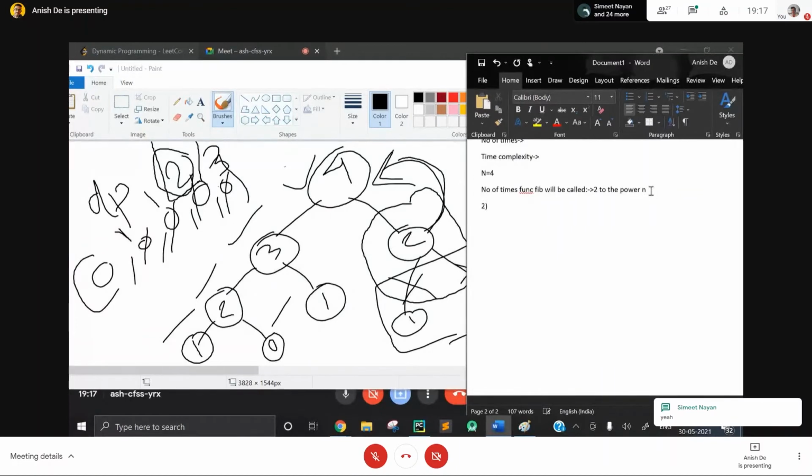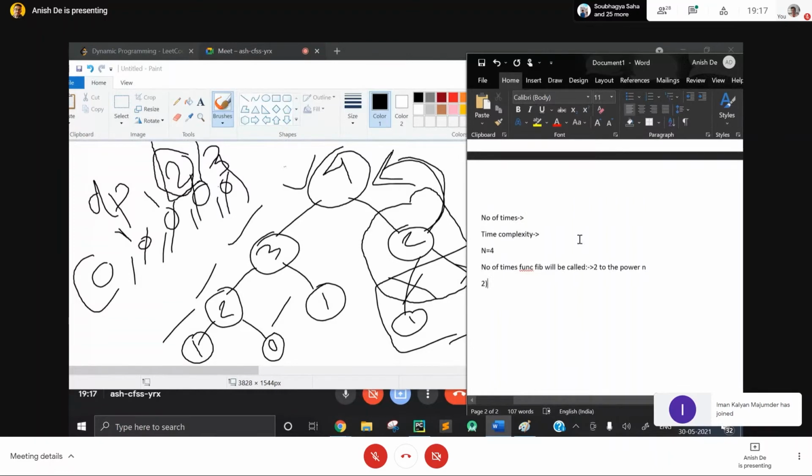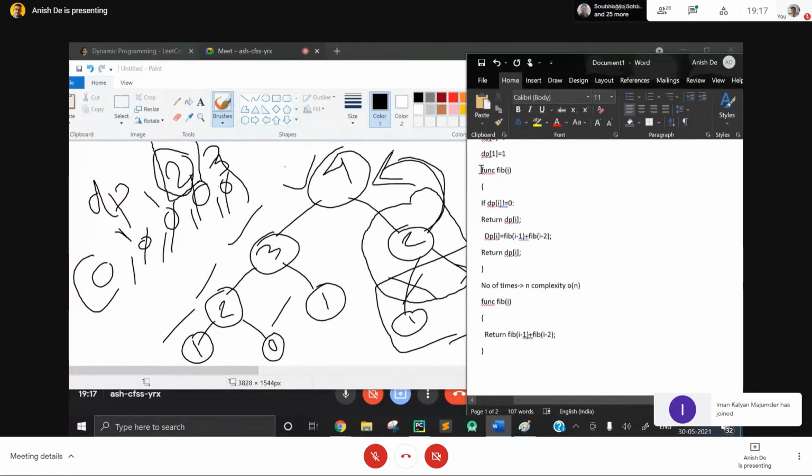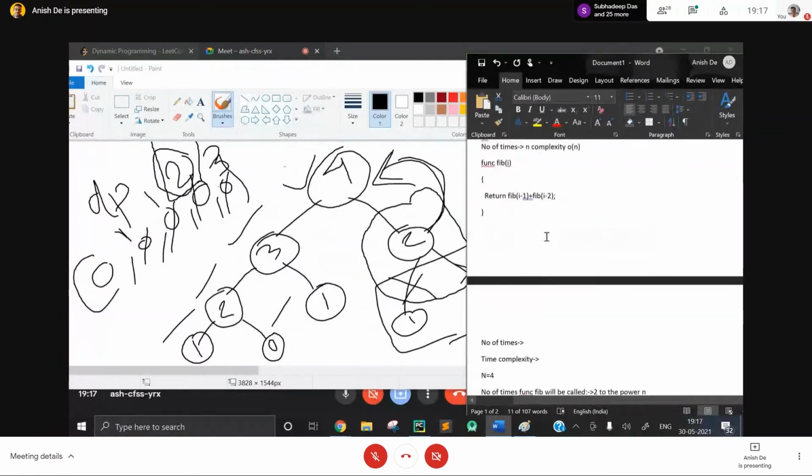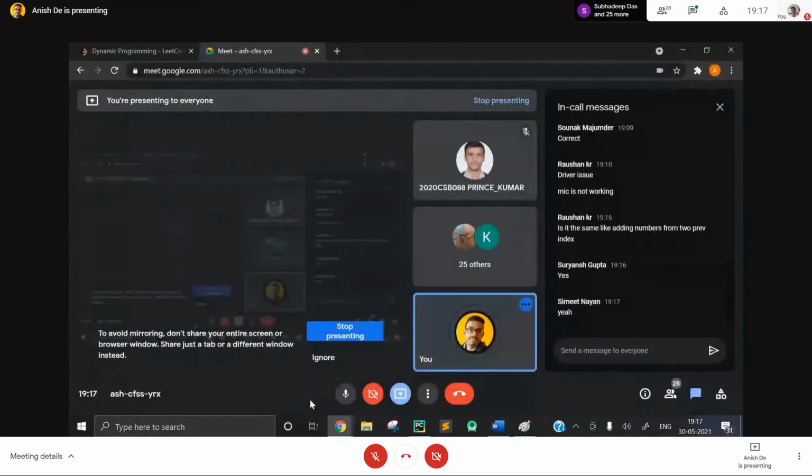So now Sonak will explain you the iterative way of Fibonacci. If you have understood this function, then you can easily convert this recursive function into an iterative function. Sonak.